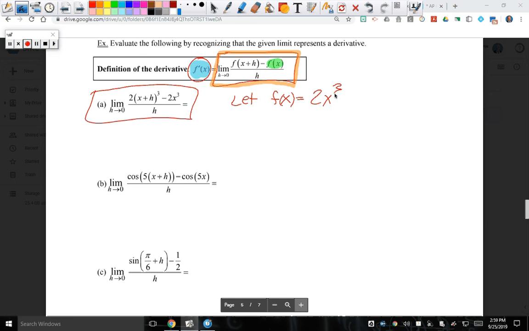And if doing all this work is going to give me f prime, but I know f of x, I could just do a shortcut right now, because I now know derivatives. What would the answer be? 6x squared. Done.